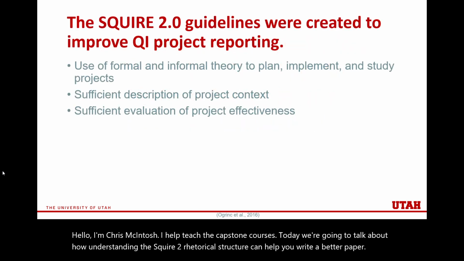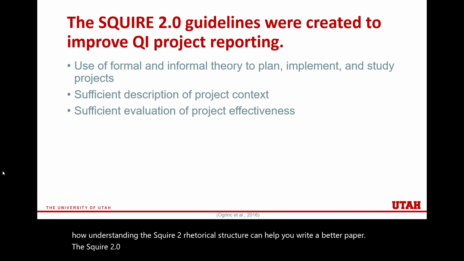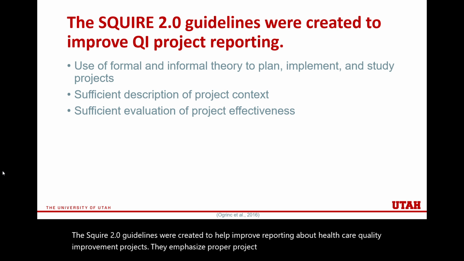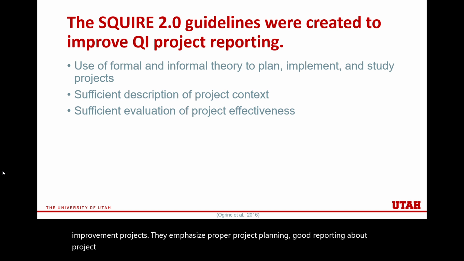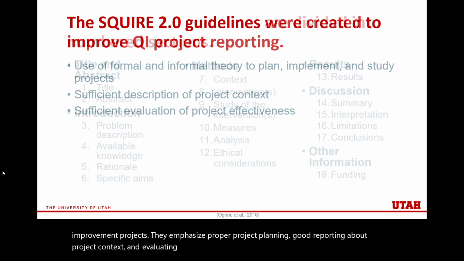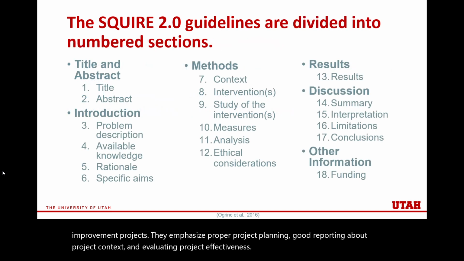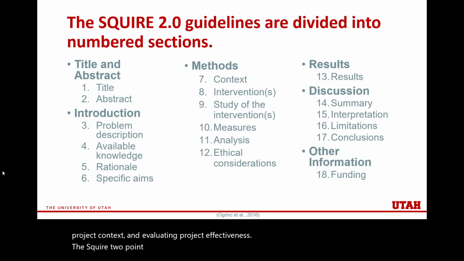The SQUIRE 2.0 guidelines were created to help improve reporting about healthcare quality improvement projects. They emphasize proper project planning, good reporting about project context, and evaluating project effectiveness. The SQUIRE 2.0 creators outlined 18 numbered sections arranged into 6 main divisions.